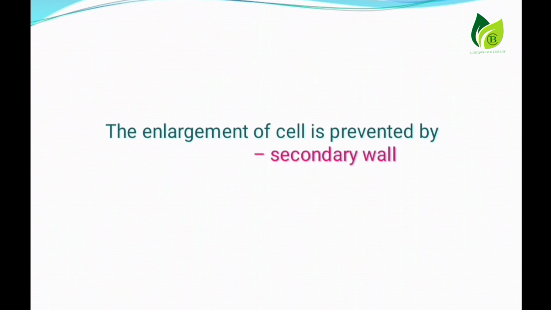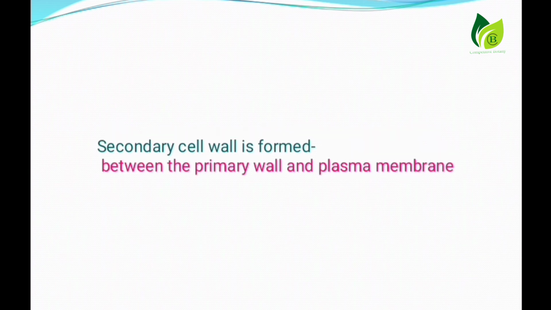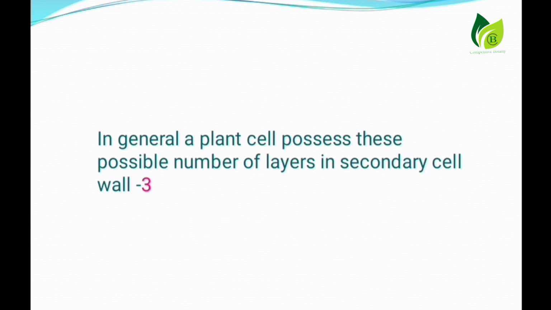The next question is, the secondary cell wall is formed between? The answer is between the primary wall and the plasma membrane. Let's go to the next question. In general, a plant cell possesses this number of layers in the secondary cell wall. The answer is 3. The last layer of the cell wall is the secondary cell wall, made up of 3 layers such as S1, S2, S3. These are also called outer, middle and inner layers.